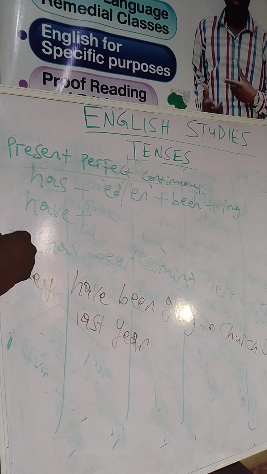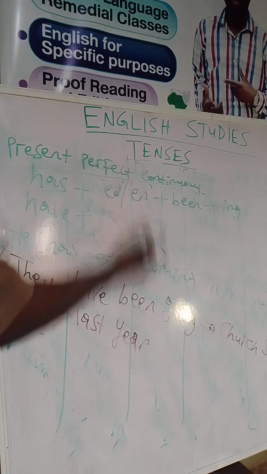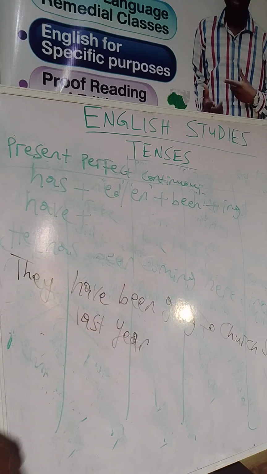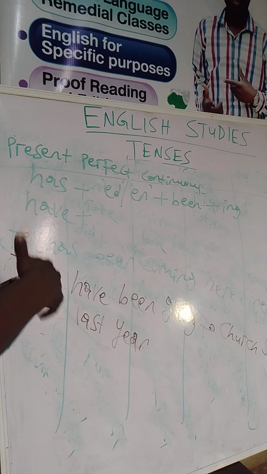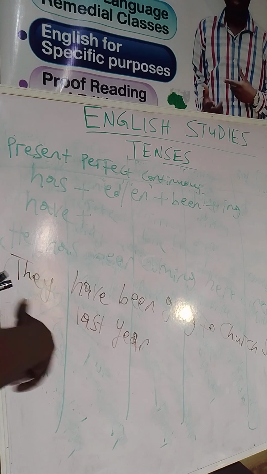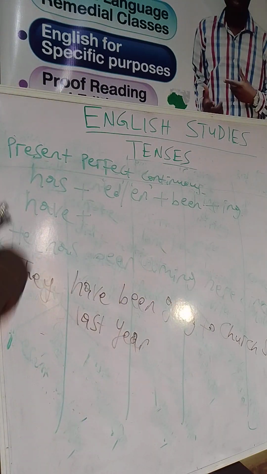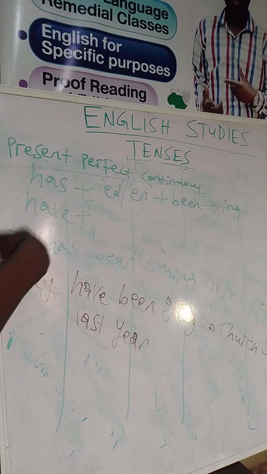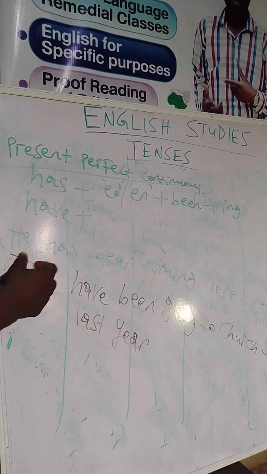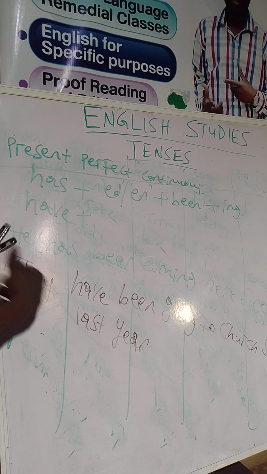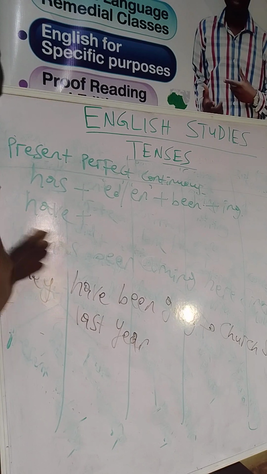Or if it's just present perfect tense, say he has done the work, she has done the work, they have done the work, they have written the assignment. That is present perfect tense. But when it is present perfect continuous, it will be he has been doing the work since last week, before I came. He has been doing the work since yesterday. He has been coming here for 2 years, since 2 years ago. So that is present perfect continuous tense.